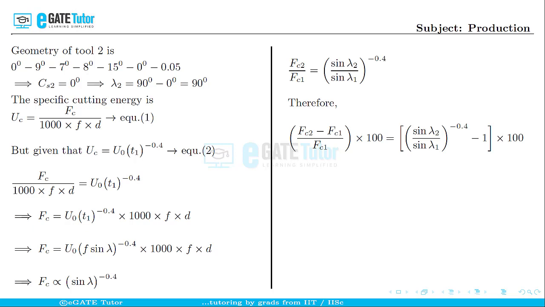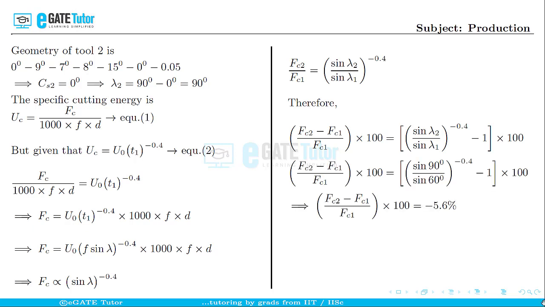We know that lambda 2 is equal to 90 degrees and lambda 1 is equal to 60 degrees. Substituting that and simplifying gives us FC2 minus FC1 by FC1 into 100 as minus 5.6%.